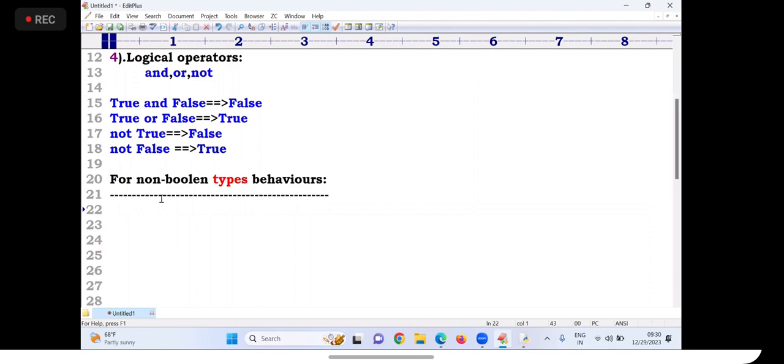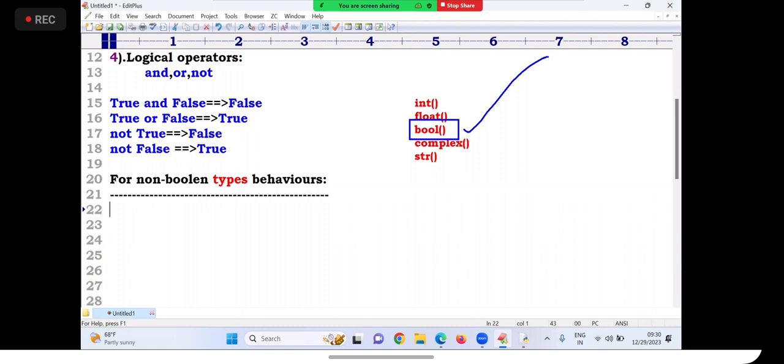Do you know, at the time of typecasting, I explained the bool function. There are 5 typecasting functions. Have you remembered? Integer, float, bool, complex, str. Now I am talking about Boolean. How is Boolean working? Bool means there will be only two answers, true and false only. How is it checking? I gave 3 rules that day for the bool function. What are those 3 rules?